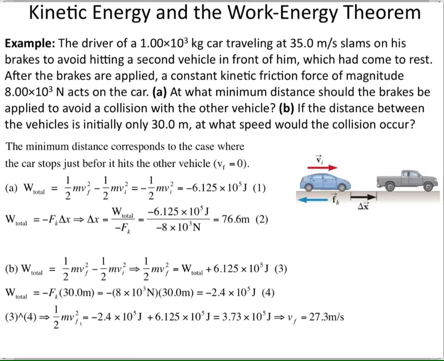So you just calculate the total work to be done on the car to stop it, minus the work done by the friction during this 30 meters distance. You can find this quantity, this difference, which is equal to the final kinetic energy of the car, and from this you can easily pull out V final.